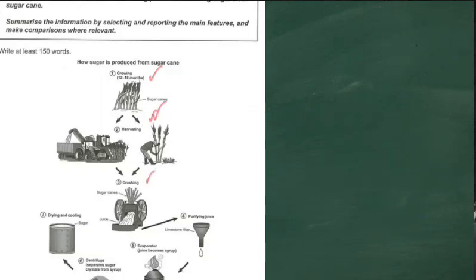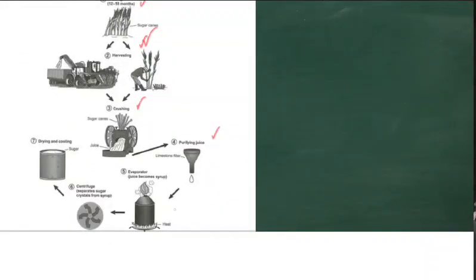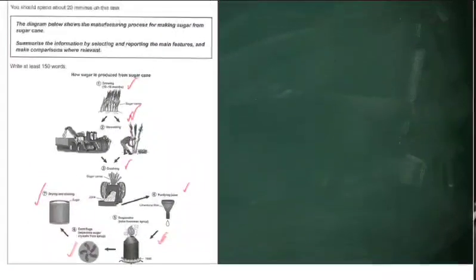Then there's the crushing, then purifying the juice, of course. And then evaporation, so that it becomes syrup, and that syrup is then used to extract sugar crystals, and drying and cooling is pretty much the last step. So just tracing the steps usually does it for the diagrams.